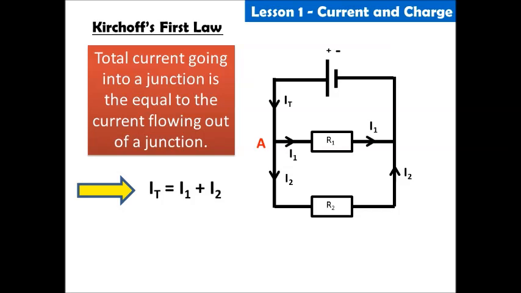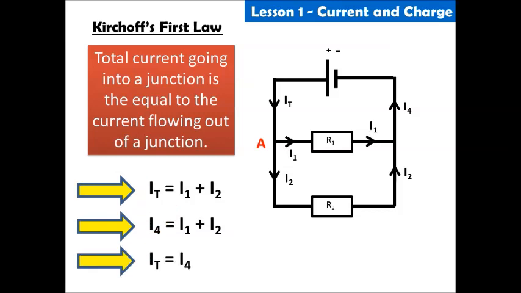Now, as this current comes up to here and this current comes into this junction, these two currents join together to make a new current, and let's call that I4 for now. So if we apply Kirchhoff's first law at this junction now, it follows that I1 plus I2 must equal I4. Now if we look at these two equations here, the right hand side of both of them are the same, which means the left hand side must be the same. So it follows that IT equals I4.